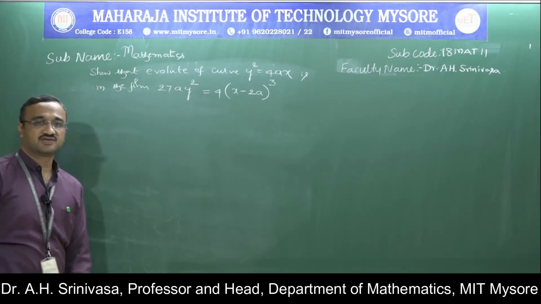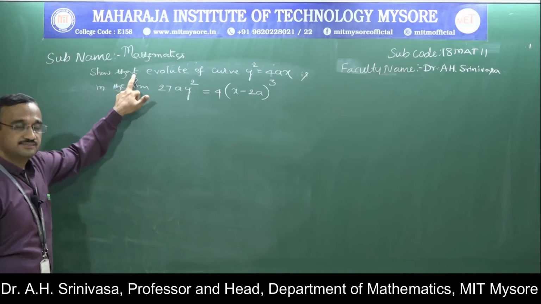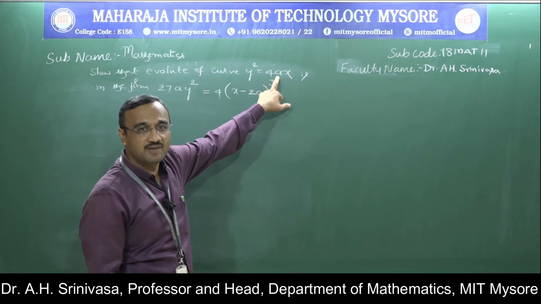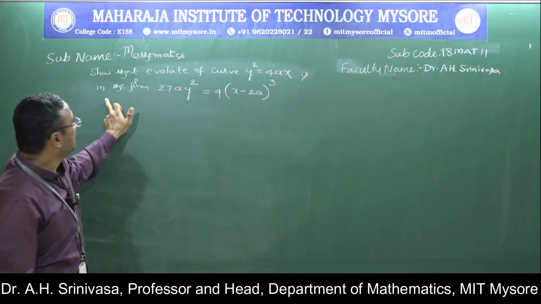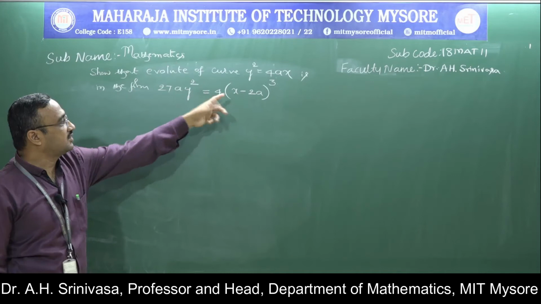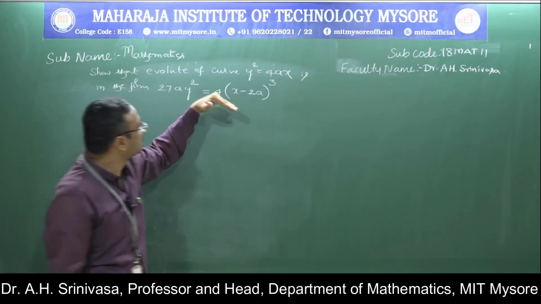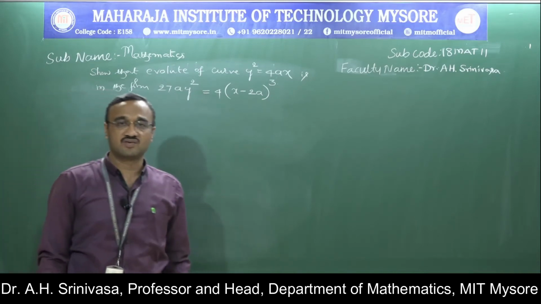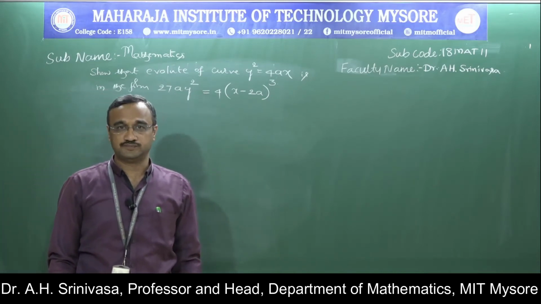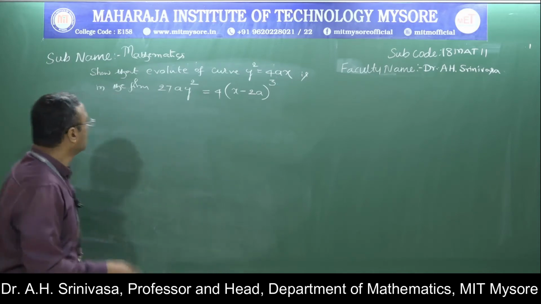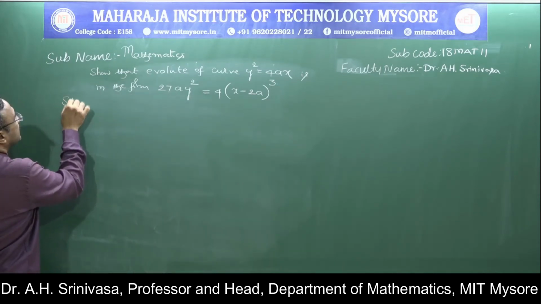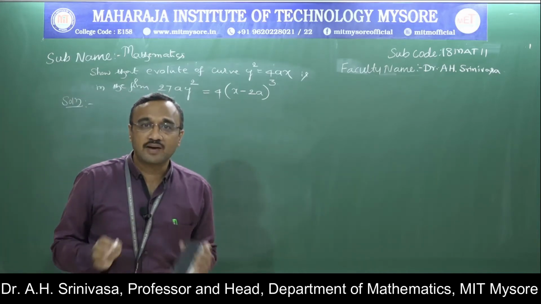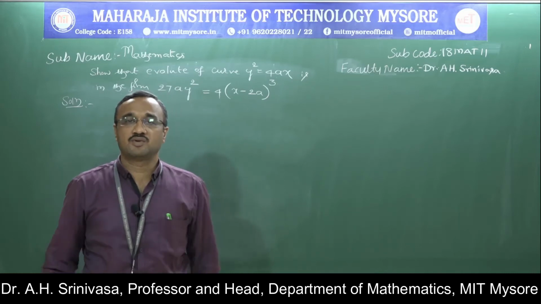So this is the problem they ask in the examination. Show that the evolute of the curve y square equal to 4ax, which represents a parabola, is in the form 27ay square is equal to 4 times (x minus 2a) whole cube. As I already told in the working procedure, for whatever curve they give, you should know the parametric form of the curve.